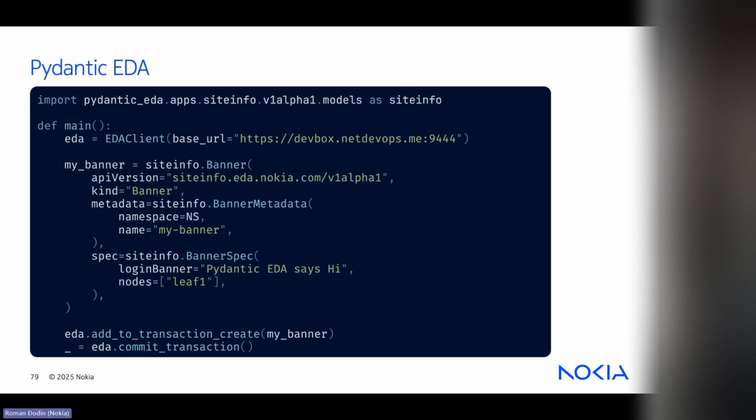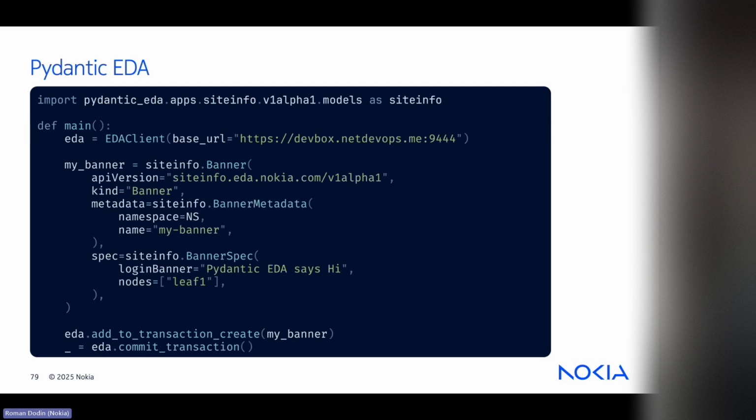And then you can just write my banner equals site info, which is the application that hosts the banners, site info.banner, and inside this class, you will be able to populate the fields. So instead of creating a Jinja template for your JSON or just a raw JSON string, you can create something more akin to Python, a more Pythonic way of dealing with these kinds of API client calls. So here you will be able to see what fields can I use.